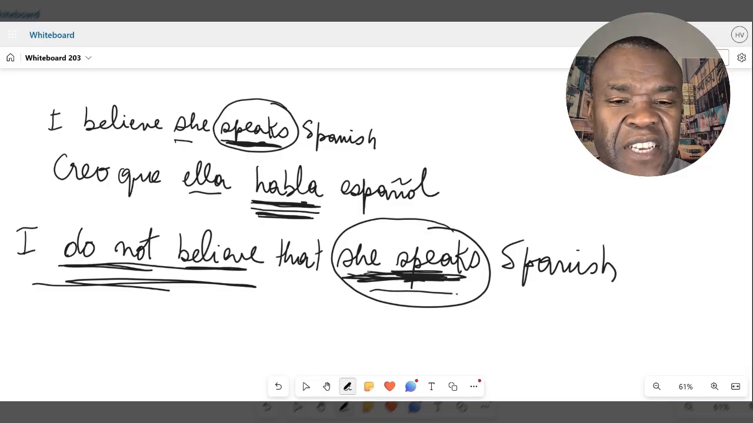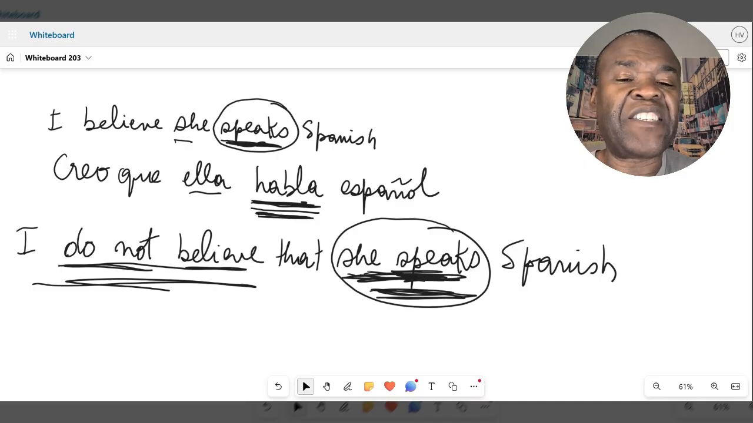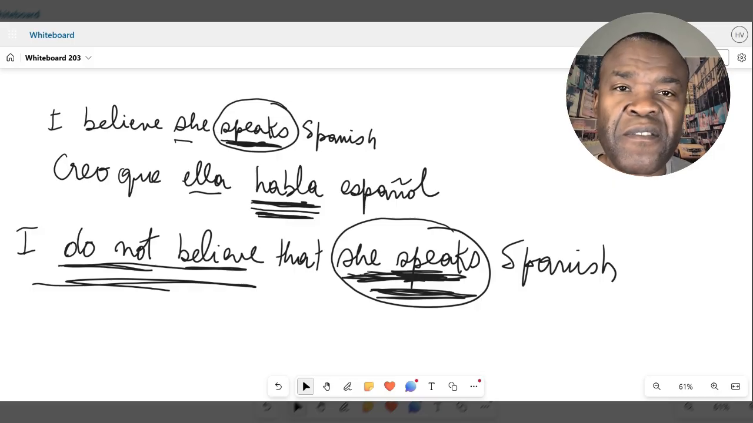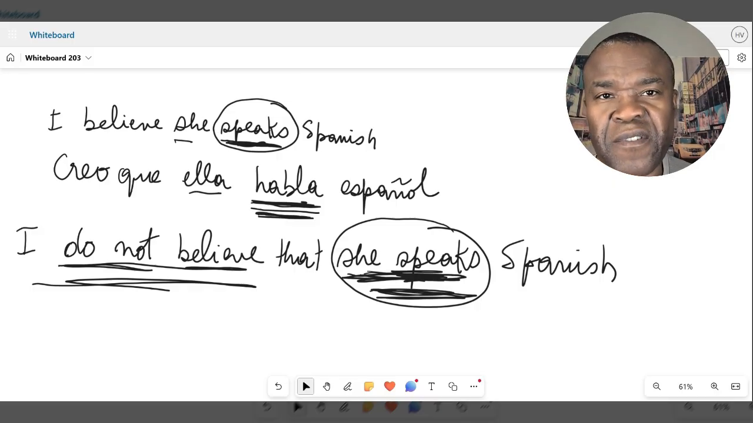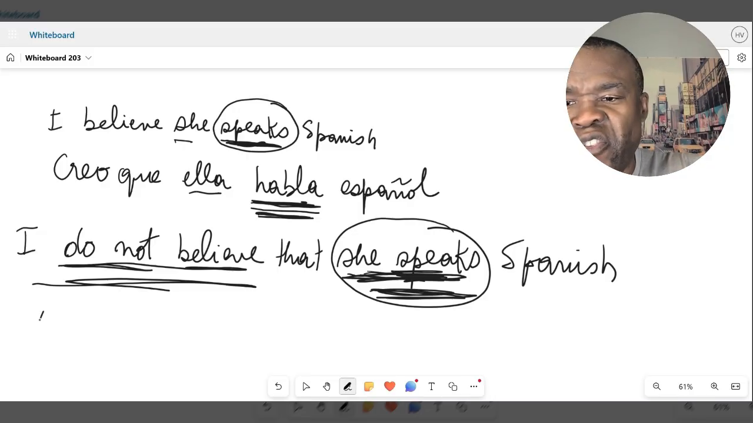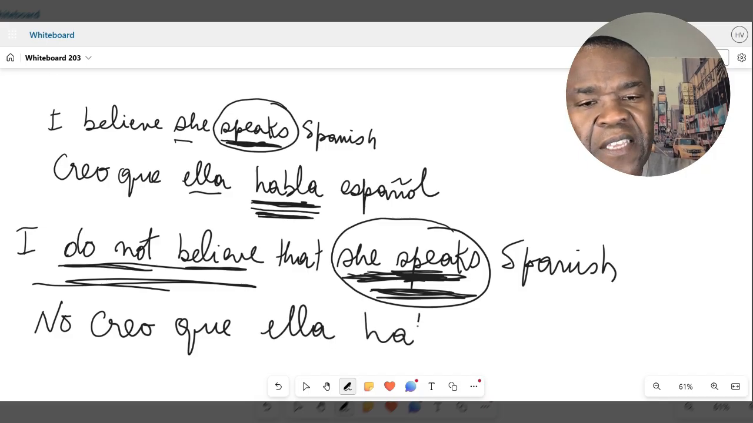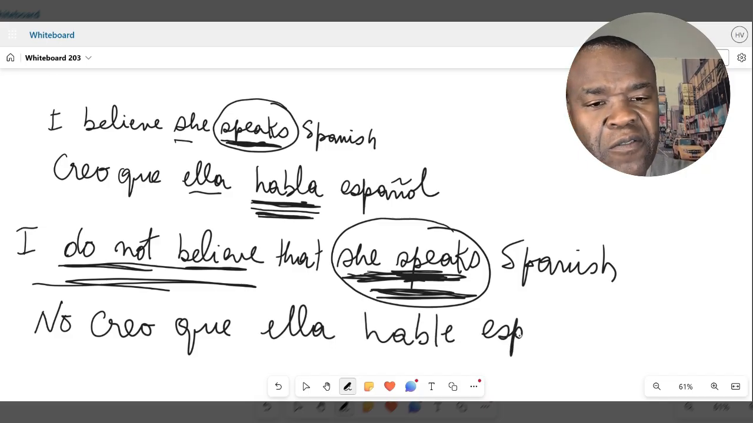Then this conjugated verb cannot be in the indicative in Spanish because the speaker is not asserting that she speaks. The speaker refuses to assert that she speaks. Therefore, it's going to go into the subjunctive mood. So, I don't believe is going to be no creo que ella hable español.